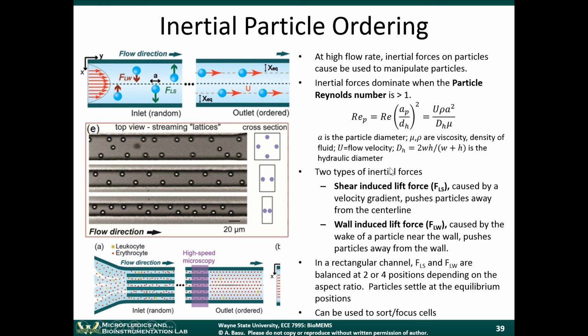So let's talk about what I mean here. There's two types of inertial forces. There's a shear-induced lift force. This is caused by a velocity gradient. This pushes particles away from the center line. So this is a good diagram to look at. In a typical channel, you'll end up with this parabolic flow profile. Velocity is fastest in the middle of the channel, and then it recedes as you go to the outer parts of the channel. So the shear-induced lift force pushes particles away from the center line. This F_LS, the shear-induced lift force, is pushing particles towards the wall.